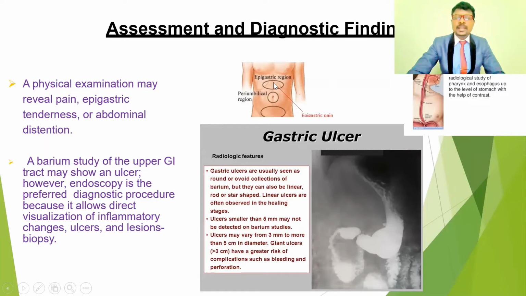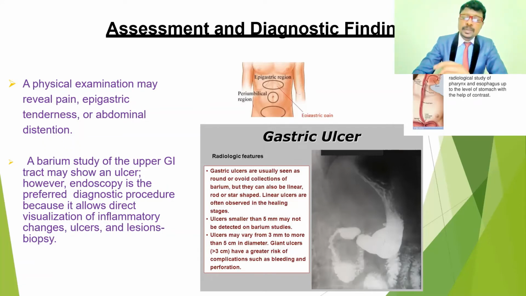That means if you palpate and press in the epigastric region, the person is going to complain of pain, and there is also going to be abdominal distension. The person gets abdominal distension because of the bloating. A tummy bulge may occur because of gastric gas accumulation.